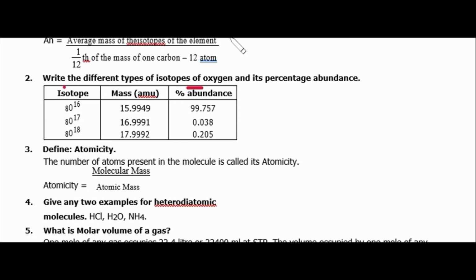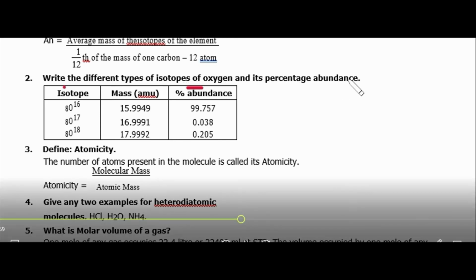It is denoted as Ar. It is otherwise called standard atomic weight. Ar is equal to the average mass of the isotopes of the element divided by 1/12th the mass of one carbon-12 atom. Second one, write the different types of isotopes of oxygen and their percentage abundance.